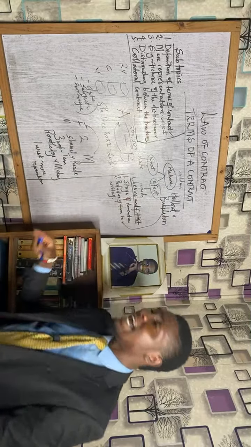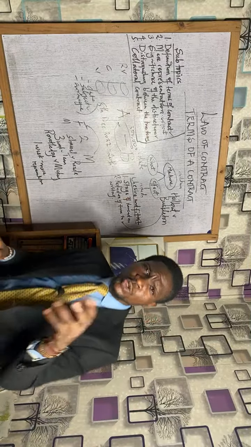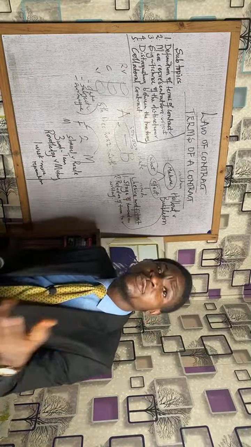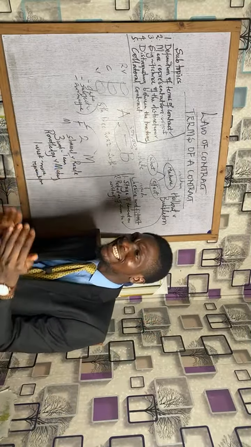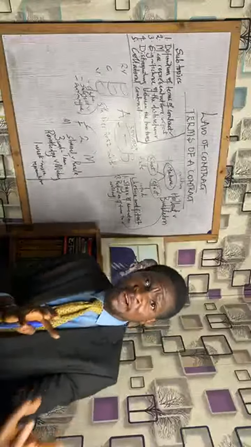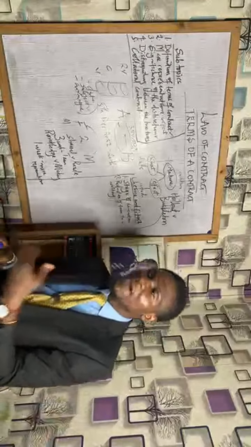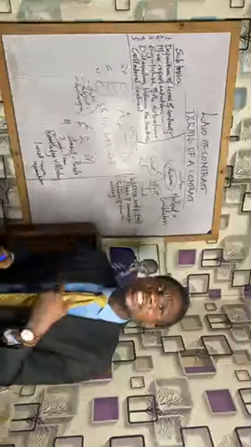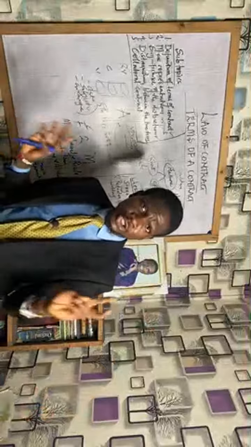Now, what are Cheshire and Fifoot trying to think about here? I need you to understand that these are authors who are looking for the best way by which we can distinguish and differentiate between a mere representation and a term. So the fact that Cheshire and Fifoot have said something doesn't mean that all courts will agree. Some courts will agree, some courts will disagree. Do you understand what I'm saying?